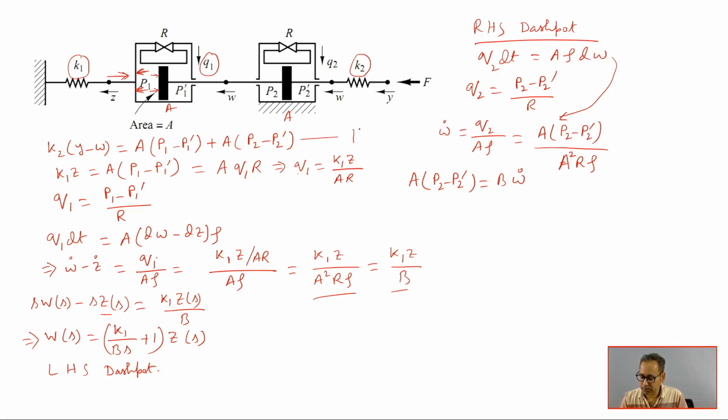Now, come to this equation, let us say this is equation number 1. Now, replacing this term A into P2 minus P2 dash equal to B W dot, and A into P1 minus P1 dash, that is K1 Z, substituting in equation 1, this K2 Y minus K2 W equal to K1 Z plus A into P2 minus P2 dash, that is B W dot.